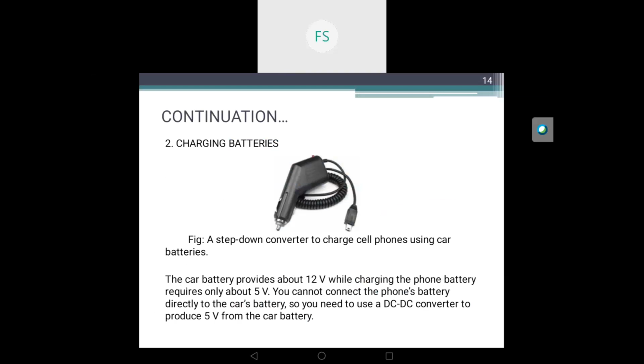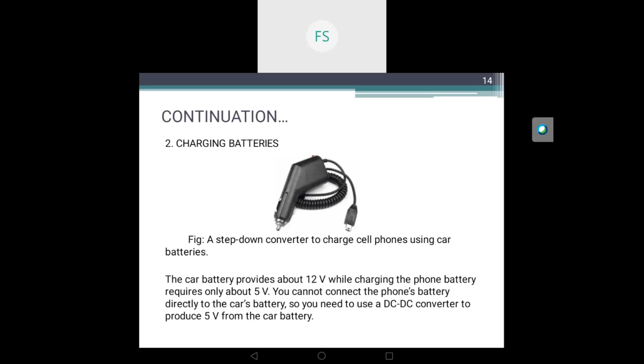application is charging of batteries. Similarly, the second application is charging batteries. That is the figure shown here, a step-down converter, which we usually use in cars, right? You people might be familiar with this thing. While traveling, we always use this. The car battery provides about 12 volts while charging, but the phone battery needs only 5 volts. So in such a case, we can use a step-down converter, that is your buck converter.